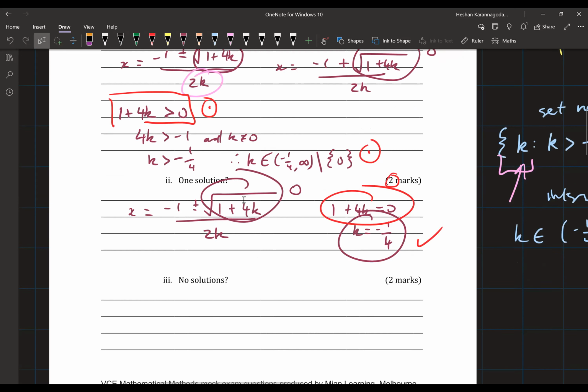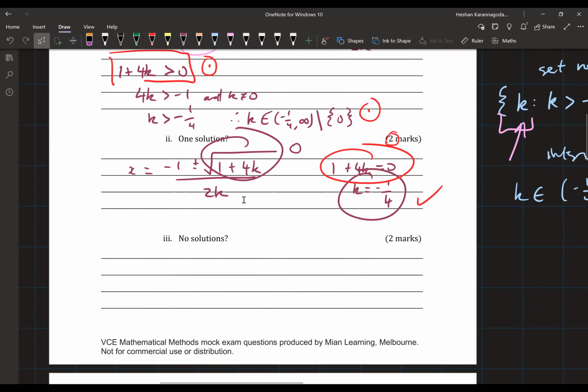Awesome. Okay, so for no solutions, this one should be pretty obvious from the previous two questions. We just want whatever's underneath our square root to be negative, because whenever we have a negative underneath our square root, then we have an invalid square root. So therefore our solution wouldn't even exist at all. So what we say is 1 plus 4k is less than 0. So that's what's underneath our square root there.